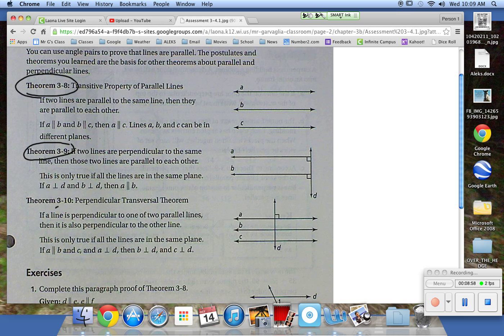And then theorem 3.10. If a line is perpendicular to one of two parallel lines, then it is perpendicular to the other line. All right, that was just the reverse of what I said here. These are actually just reverses of each other. This one says if two lines are perpendicular to the same line, then those lines are parallel. This says if a line is perpendicular to one of the parallel lines, then it's perpendicular to all the parallel lines. In this case here, we have three parallel lines, A, B, and C. D is perpendicular to each one of these. All right? Theorems that you have to know.